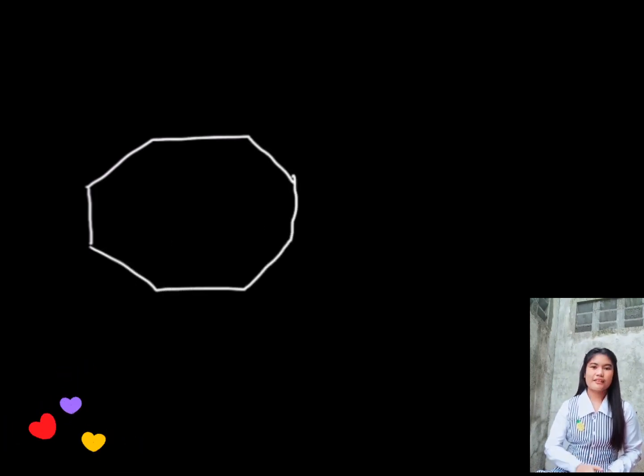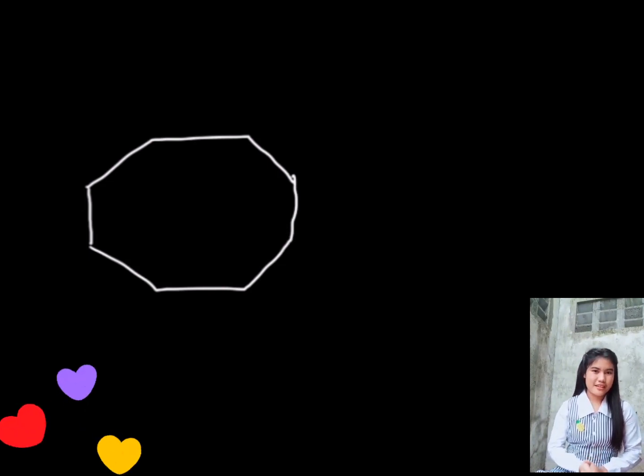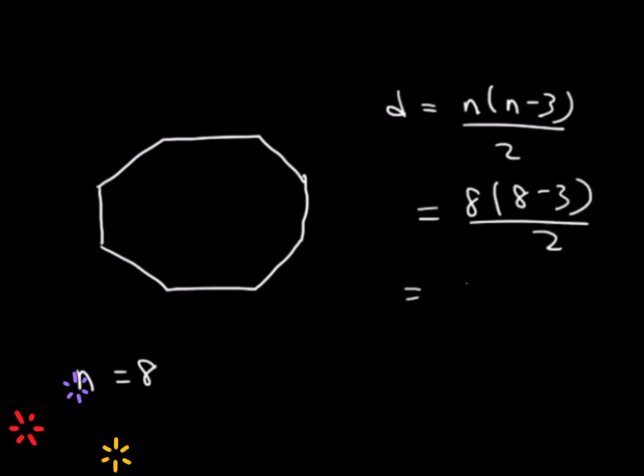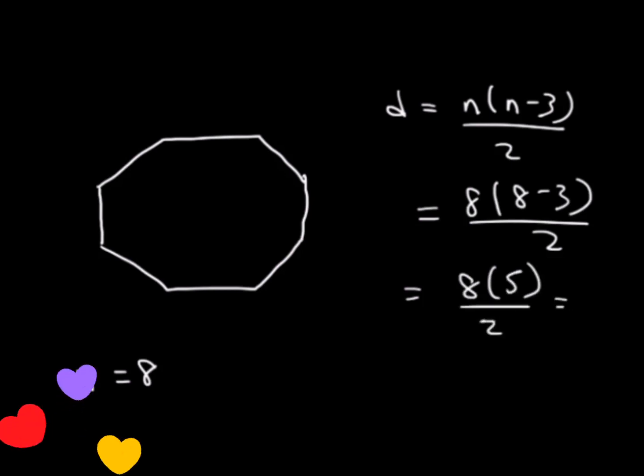Now let's move on to octagon. Okay, so pila na sad kaha ka diagonals, number of diagonals ang naa sa octagon. So let's see. We will use again this formula. D is equal to n times n minus 3 divided by 2. For octagon, n is equal to 8 because there are 8 sides. So that is 8 times 8 minus 3 divided by 2. 8 minus 3 is 5 and 8 times 5 is 40. So 40 divided by 2 is 20.